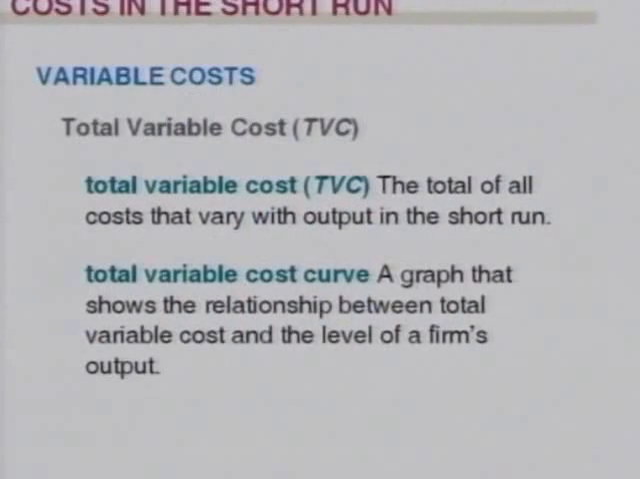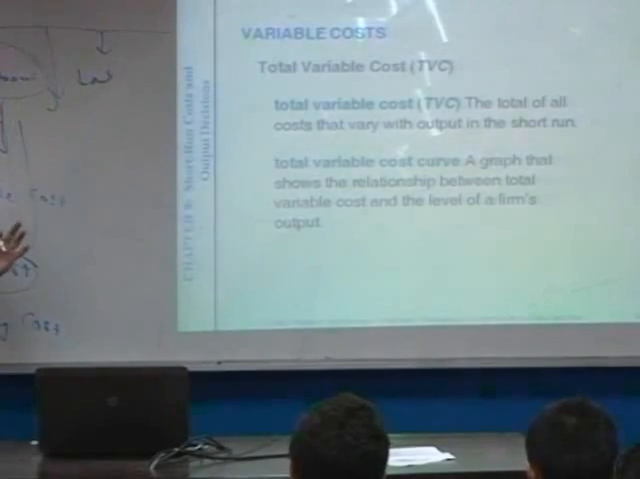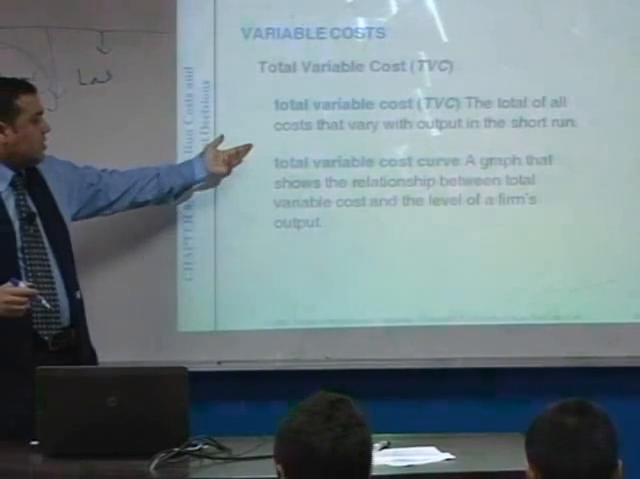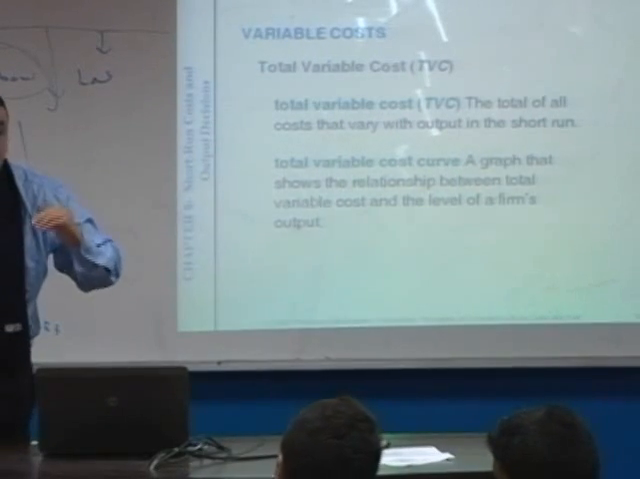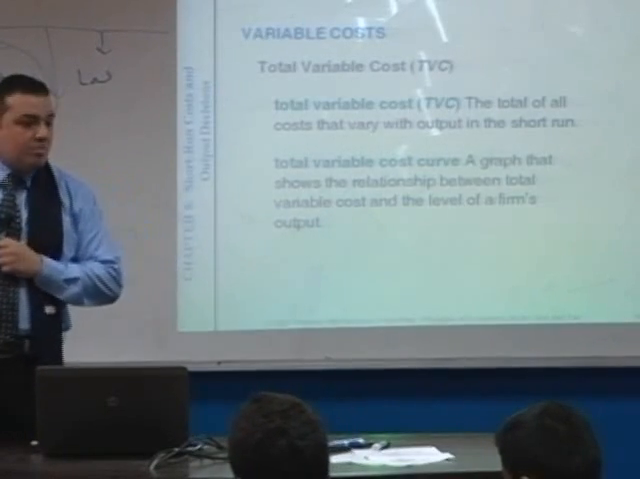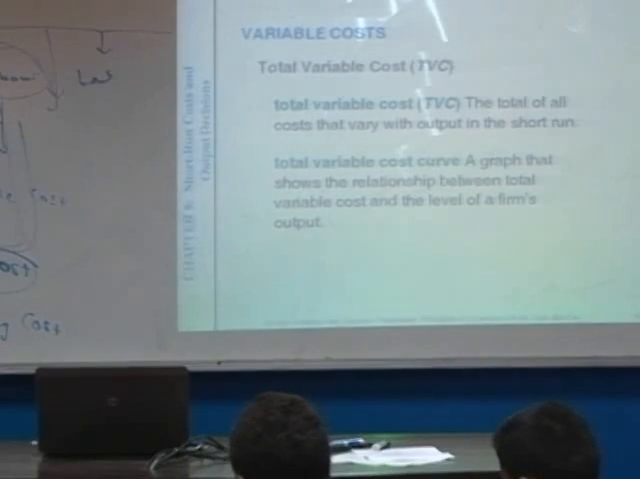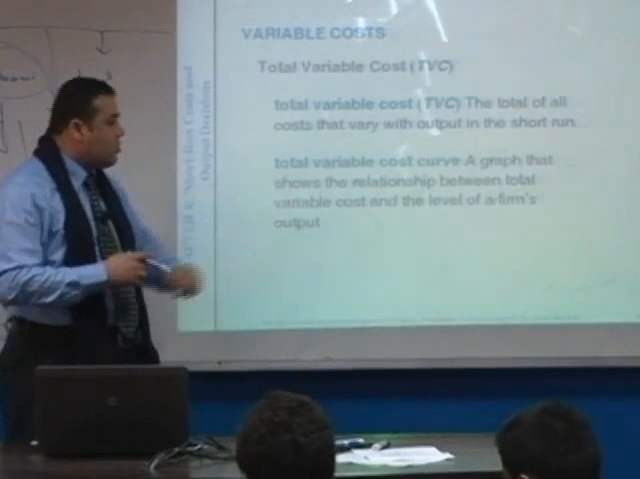As we mentioned, the total variable cost is the total of the cost that changes or varies with output in the short run. When we want to produce more, we need more variable costs. We need more raw material. We need more workers. We need more and more variable costs. So the total variable cost curve.